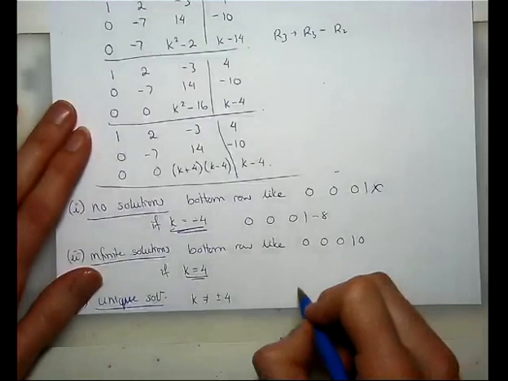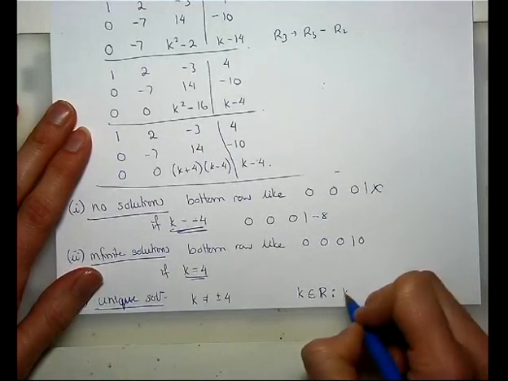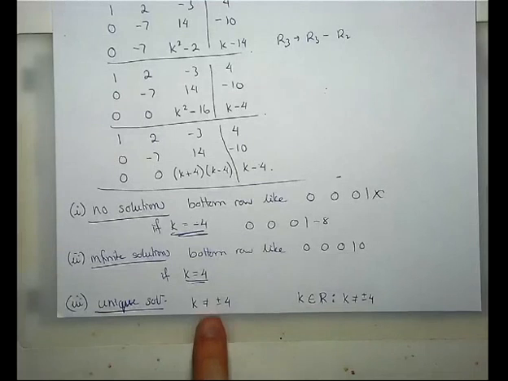Here's a fancier way to write it. k is a member of the real numbers such that k is not plus or minus 4. That's the proper way to write it, but I'll take that.